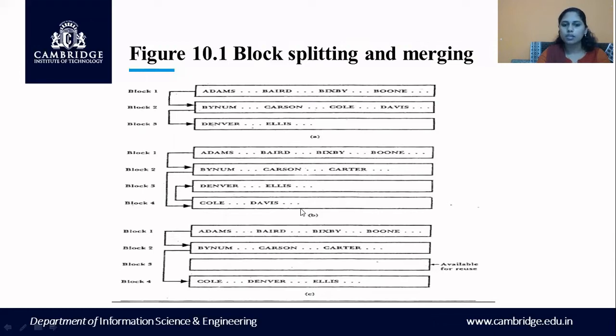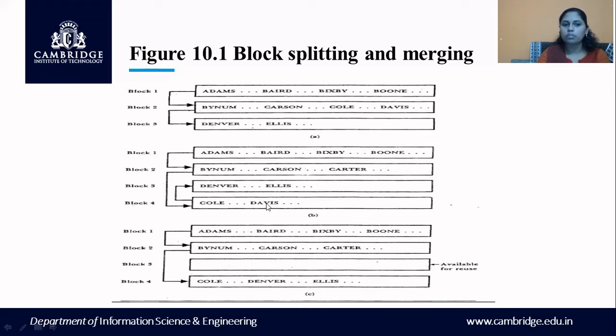Let us assume we are deleting the record called Davis. Davis is present in which block? It is present in block number 4. If I delete Davis from block number 4, what will be the only record left? It is Cole. It causes an underflow condition because at least 2 records have to be present in a block. So it is causing an underflow condition.